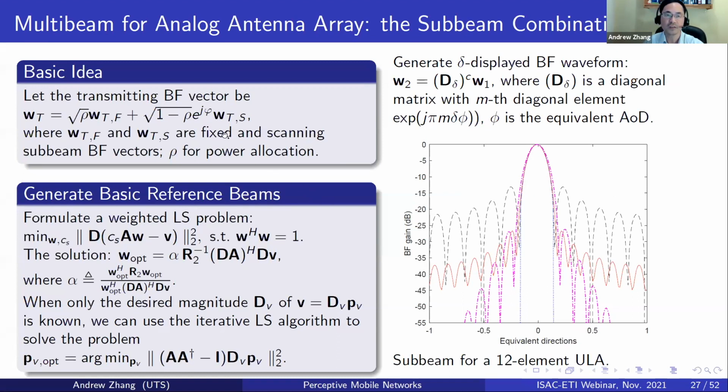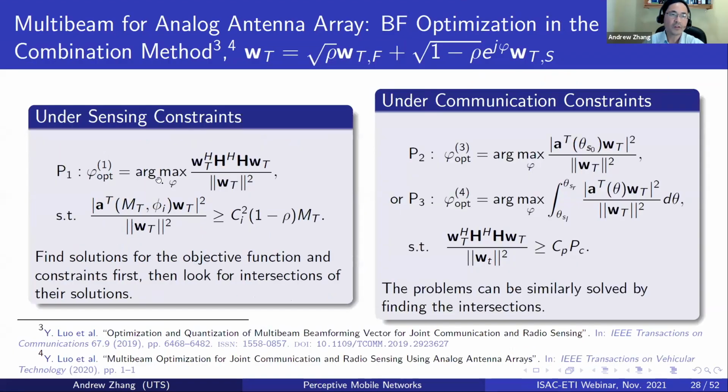Then the remaining issue is how to optimize the two parameters, rho and phi. We can formulate different optimization problems. So for example, we can formulate one based on the sensing constraint. We try to maximize the received signal to noise ratio for communication while subject to the constraint of the beamforming gain at particular directions for sensing. We can also formulate one under the communication constraints, right? These are just some optimization examples.